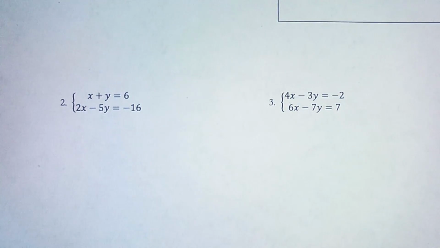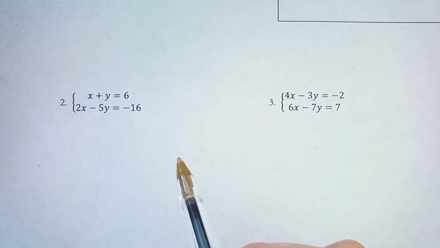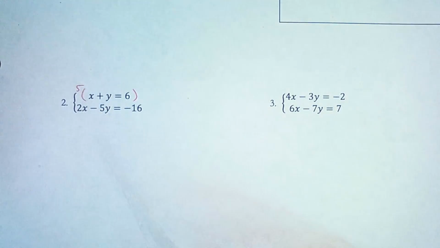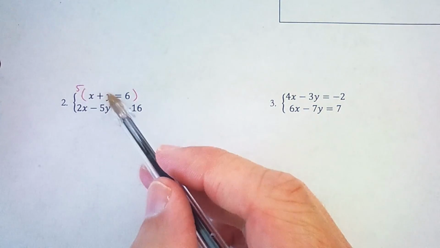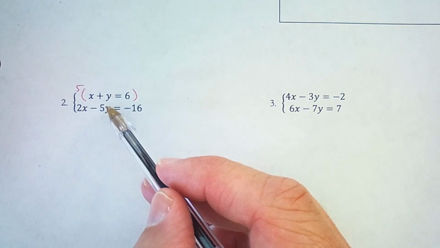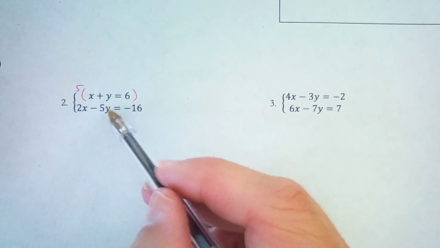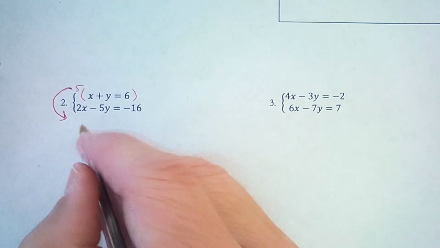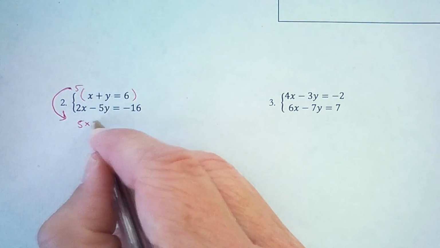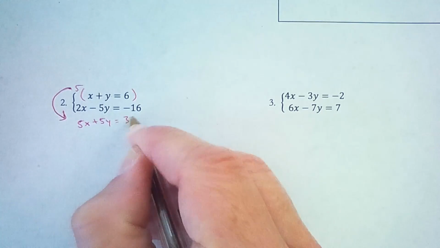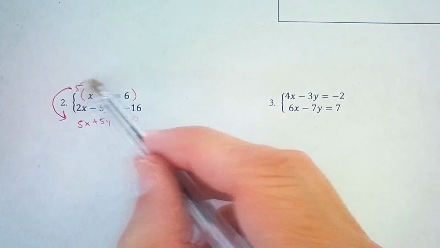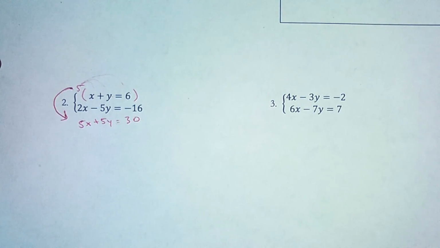On number 2, we are not set up for elimination just yet, but I think the easiest way to get there is to take this top equation and multiply it by 5. That will give me a positive 5y, which will be exactly the opposite as from negative 5y. So I'm going to bring this down here, multiplying by 5, so that's 5x plus 5y equals 30. A common mistake is not to multiply this last part, so we need to make sure it gets distributed everywhere.